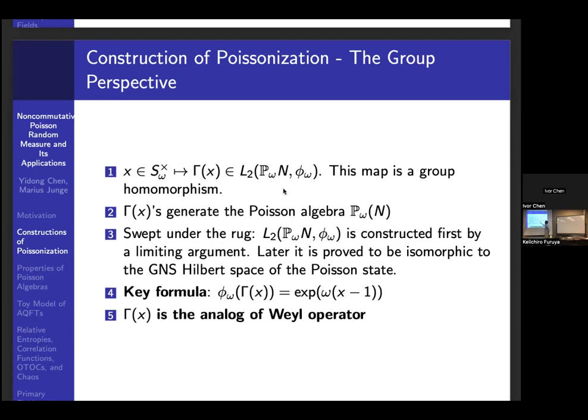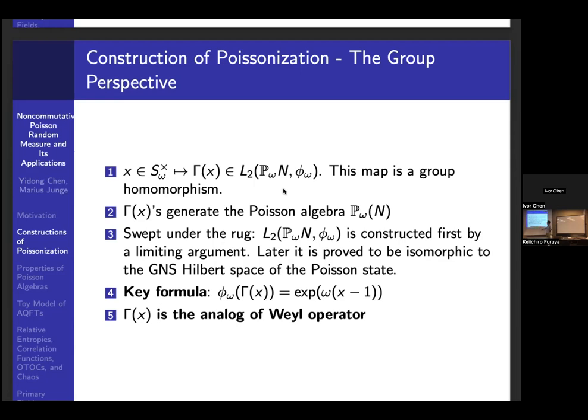I swept under the rug the construction of L2, because I need to have this Hilbert space first, then I can talk about operators on this Hilbert space. This thing is constructed by a limiting argument. I won't go into the details here, but the key takeaway perhaps is this formula. You define a Poisson state acting on your gamma of x, and you have this formula. Now you see why x minus 1 needs to be finite. Otherwise, omega of x minus 1 is infinite. It doesn't have a mean. So we need to look at this. What is this? It's just an analog of the characteristic function of the Poisson distribution.